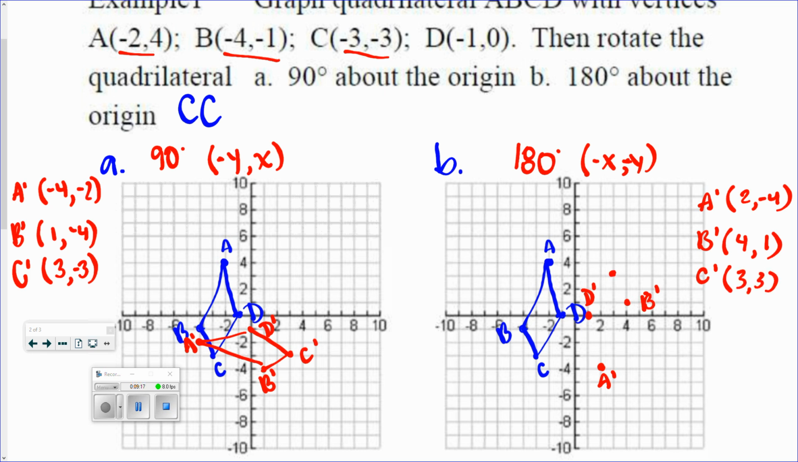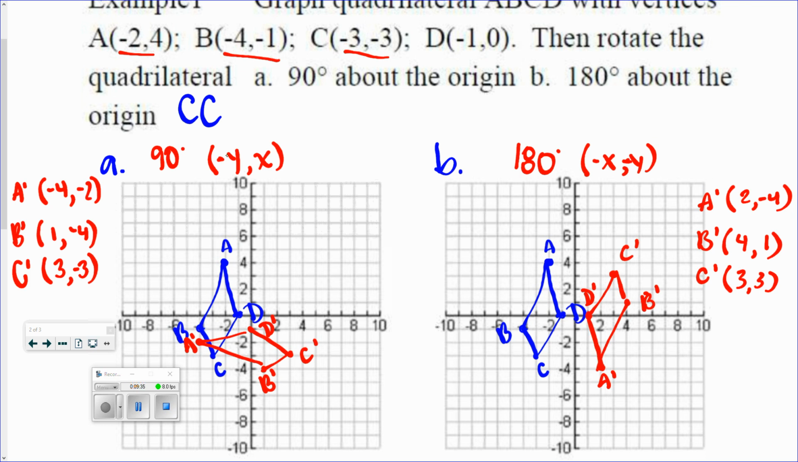That's something to always think about. It's a way to double check yourself as you're going through to solve, to see: is it in that same quadrant? And then looking, is everything maintaining that same distance, B to C, C to D, A to D, all of that good stuff.